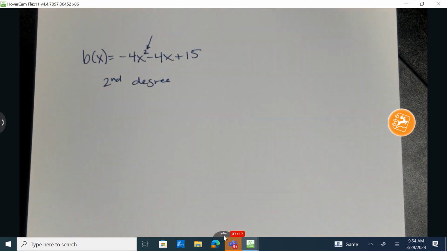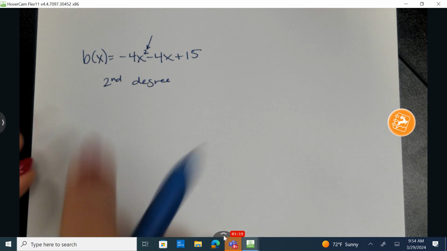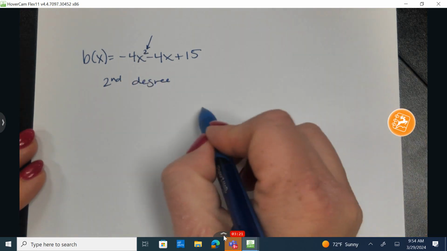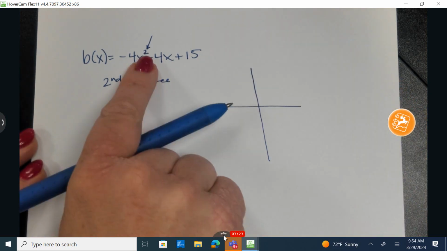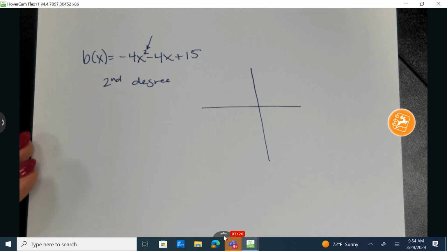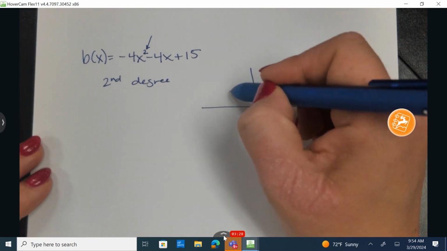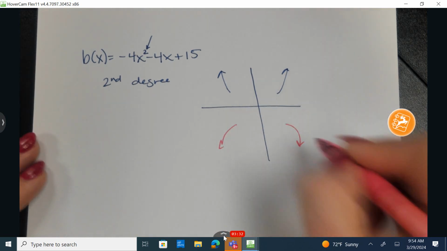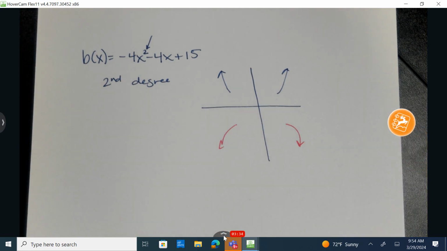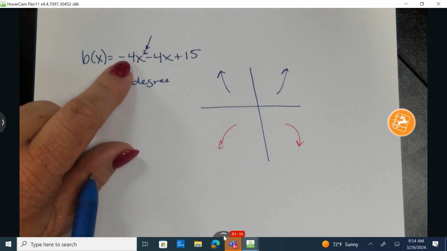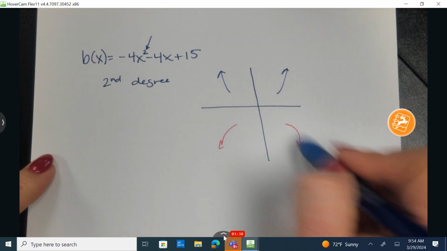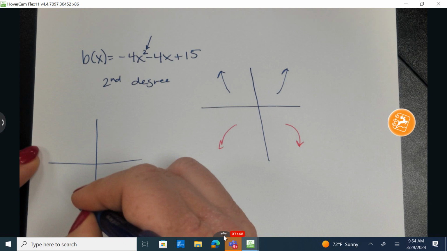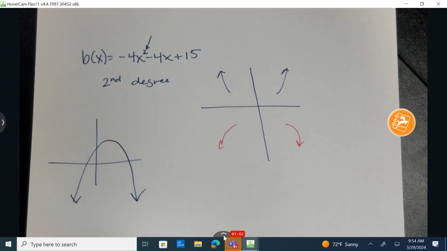And now let's take a look at what this looks like when we have an even exponent. So it's a degree that is going to be even. It's going to be up on the right and up on the left, or it's going to be down on the left and down on the right. How do I determine that? I determine that by the leading coefficient. Because it's negative, I know it's going to go down on both ends. So it's looking something like this.